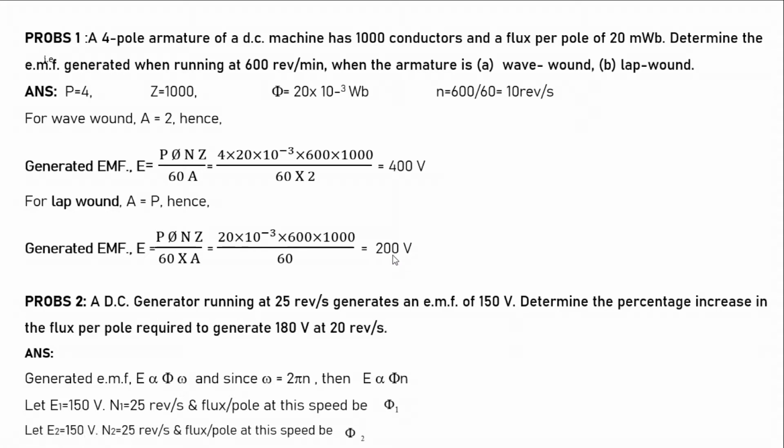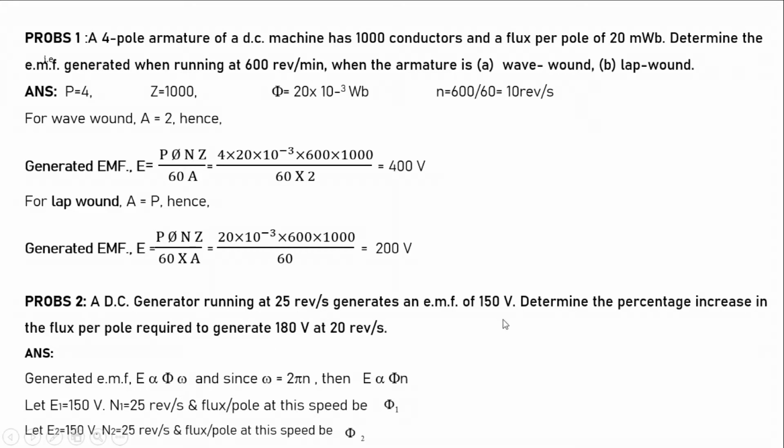Problem number 2. A DC generator running at 25 revolutions per second generates an EMF of 150 volts. Determine the percentage increase in flux per pole required to generate 180 volts at 20 revolutions per second. So you have to understand the problem now. When it is running at 25 revolutions per second, the generator generates 150 volts. And when it is running at 20 revolutions per second, it is generating 180 volts. If that is the case, what is the percentage increase in flux that you have to find out?